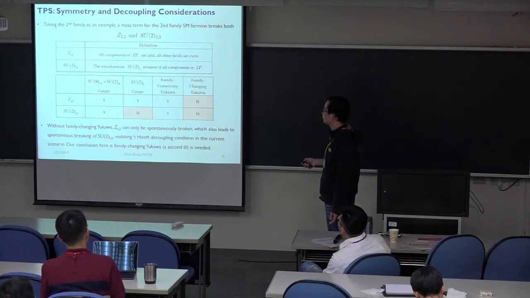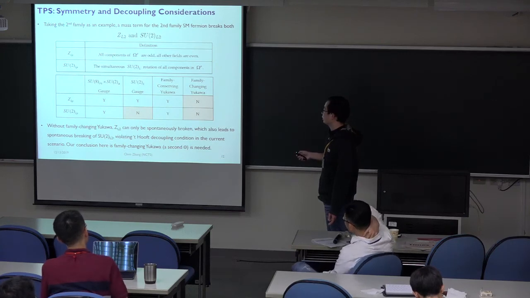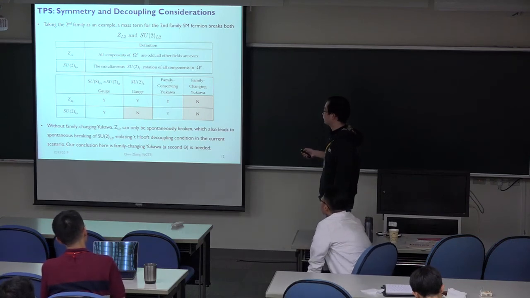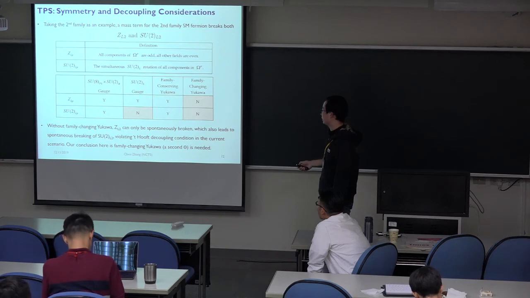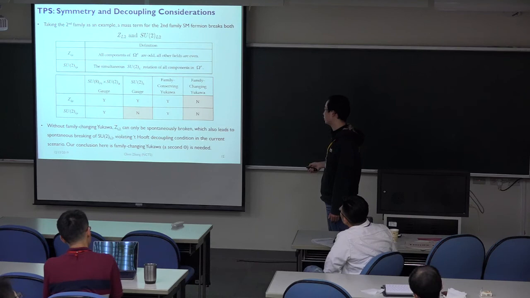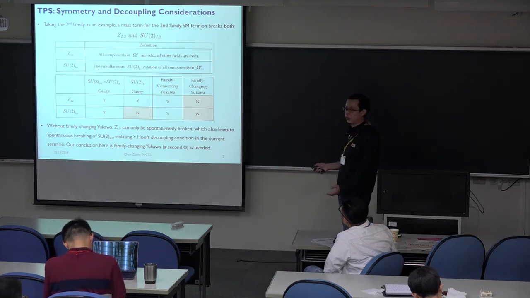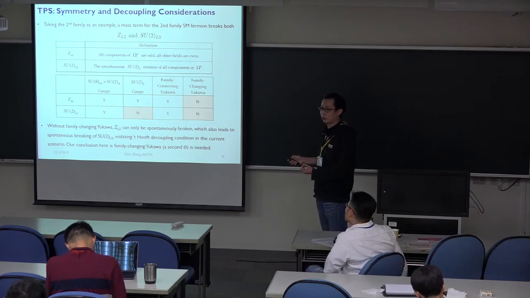In this model building case, for example, if we want to generate masses for the second family, we need to break both the Z_L2 and SU(2)_L2 symmetry, which is defined as some Z2 parity and SU(2) rotation on the left-handed fermion field, omega. We check the symmetry properties of the interactions, and we find that if we don't have family-changing Yukawa interactions, all these interactions will preserve these symmetries. So in that case, if you want to generate the second family fermion mass, you need to spontaneously break Z_L2 and SU(2)_L2, which will lead to a violation of the 't Hooft decoupling condition. Our conclusion here is that to generate masses for the first and second family, we must introduce family-changing Yukawa couplings, and realize partial compositeness by scalar mediation.